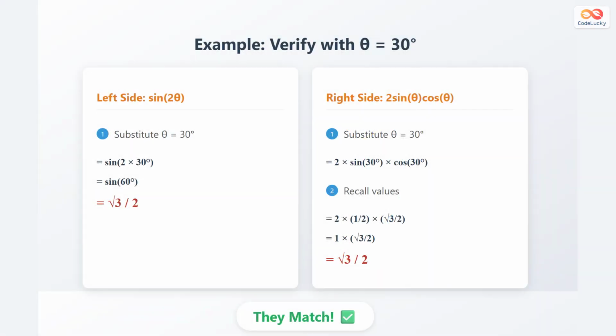Let's verify this with numbers. If we use 30 degrees as our angle, the left side becomes sine of 60 degrees, which is the square root of 3 over 2. The right side becomes 2 times sine 30 times cos 30. When we multiply these values out, we get the exact same result. The formula works.